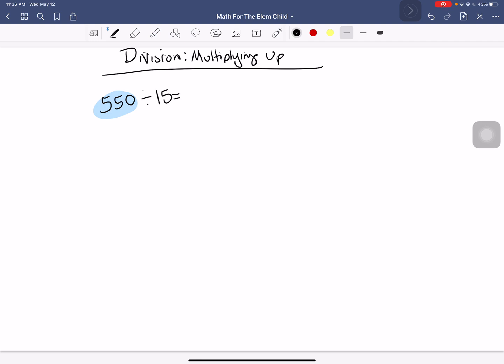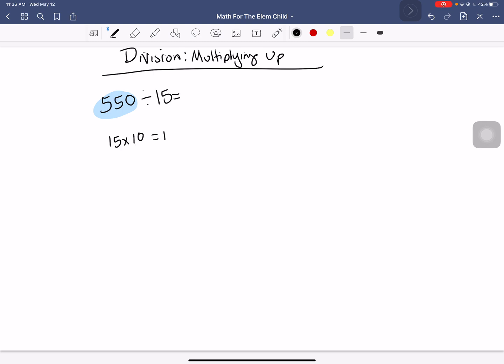So we can multiply 15 times 1 to go into 550 one time, or we can multiply 15 times 20, as long as we do not go over 550, then we will be fine. So I'm going to start off a little bit smaller. Instead of multiplying 15 by 20, I'm going to do 15 times 10.